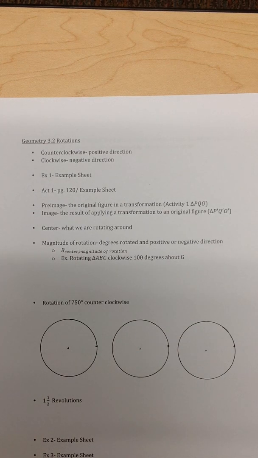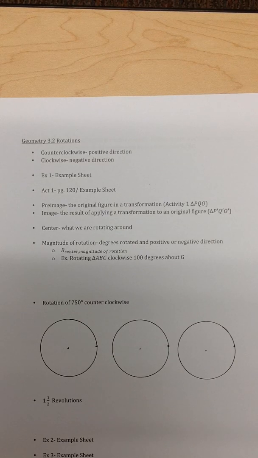So this is section 3.2, rotation. You'll need your tools for this section, so make sure you have a protractor, ruler, compass, that kind of thing. Okay, the first thing we've got here is counterclockwise and clockwise.